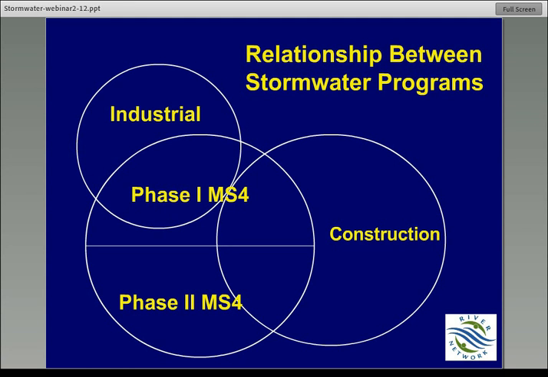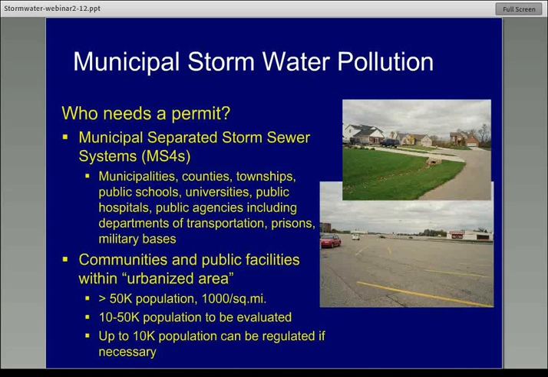But I want to emphasize the point as we go into it that there's an overlap between the circles of the three different programs. The MS4 ones are the municipal program, and that's divided into two pieces, Phase 1 and Phase 2, which we'll talk about. There's the construction requirements, and then there are industrial requirements, and there's overlap. I'll come back to this diagram in a couple slides, but I wanted to emphasize that there's overlap in these programs that we really need to be aware of.